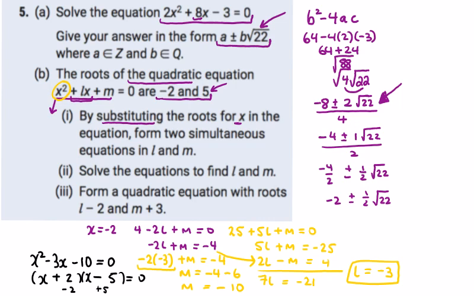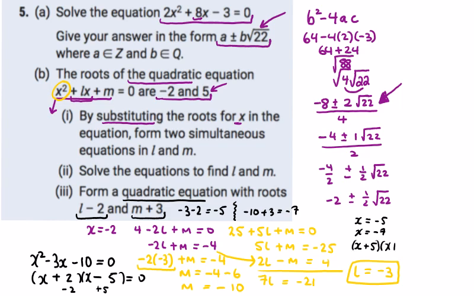The last part, we're asked to form a quadratic whose roots are L minus 2, so we have minus 3 minus 2. So 1 root is minus 5, and then M plus 3 is going to be minus 10 plus 3, which is minus 7. So the roots are x equals minus 5 and x equals minus 7. The factors that we'd multiply would be x plus 5 by x plus 7. So the quadratic would be x squared plus 12x plus 35.